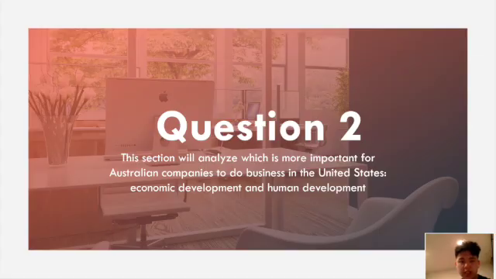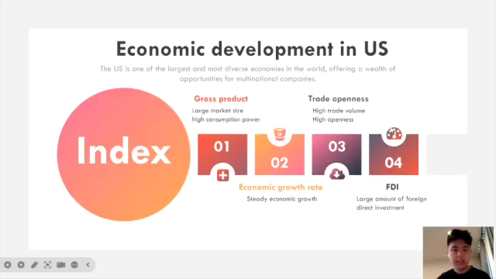This section will analyze which is more important for Australian companies to do business in the United States: economic development and human development. The US is one of the largest and most diverse economies in the world, offering a wealth of opportunities for multinational companies. Here we will focus on the following four indicators.